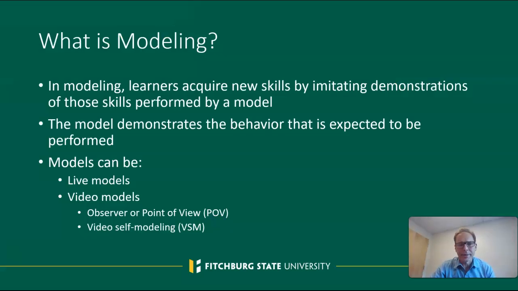So what is modeling? In modeling, learners acquire new skills by imitating demonstrations of those skills performed by a model. The model demonstrates the behavior that is expected to be performed. And models can be live models. We may show someone what we want them to do, or we may have someone else demonstrate it live in the moment. But they can also be video models. And video models can involve just watching a video of someone engaging in the desired response competently.